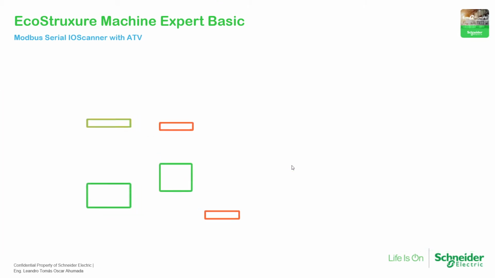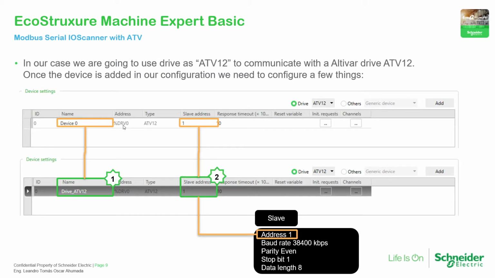Once you have defined the drive that you want to program, you can see that it is added into the list, and here you can modify the name of the device. You can see over here. And you can also modify the slave address. In our case, we want the slave address to be address 1.